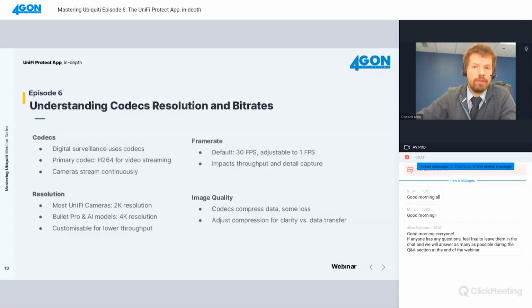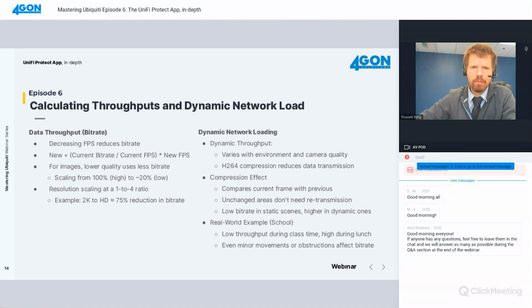The image quality is the last consideration. As mentioned before, the codec compresses the image data, and as a result, some information is lost. It's very lossy, this type of compression. So typically, it has no significant effect on the visual fidelity of the captured footage. However, the compression loss can be adjusted to reduce the amount of data being transferred over the stream, and this will have a significant effect on the image clarity. So we need to calculate the throughputs for this.